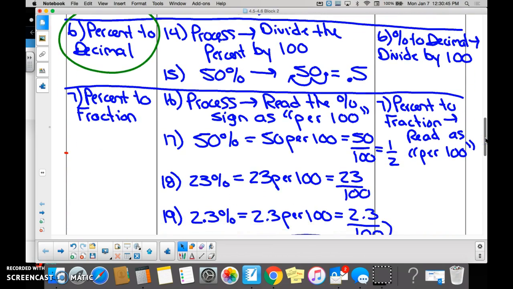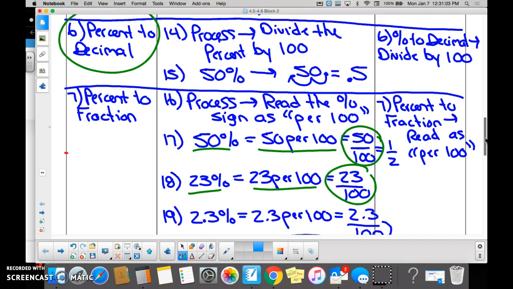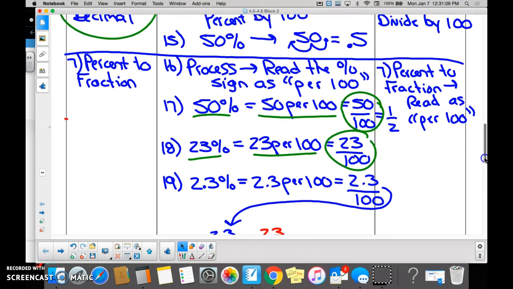How do you go percent to fraction, Vinay? Read the percent sign as per 100. So if you read 50% as 50 per 100, 50 per 100 is this fraction, yes or no? Yes. If you read 23% as 23 per 100, per is like the fraction bar, yes? Yes. 23 over 100. Isn't this fun? Yeah. That's what I thought you were going to say.